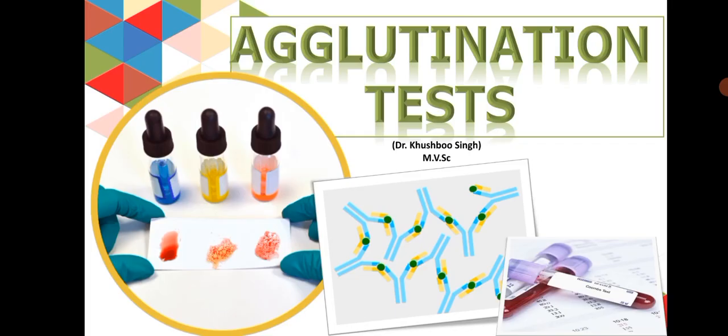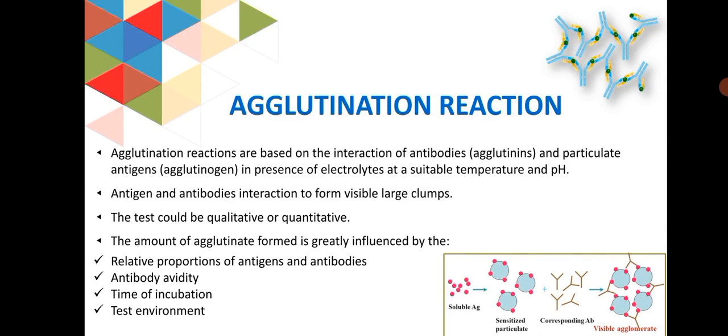Agglutination tests. Agglutination reactions are based on the interaction of antibodies and particulate antigens in presence of electrolytes at a suitable temperature and pH. The antibodies involved in the reaction are also known as agglutinins, and particulate antigens are also known as agglutinogens. Antigen and antibodies interact to form visible large clumps.